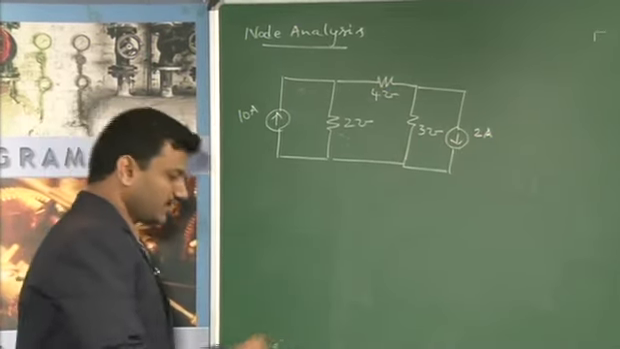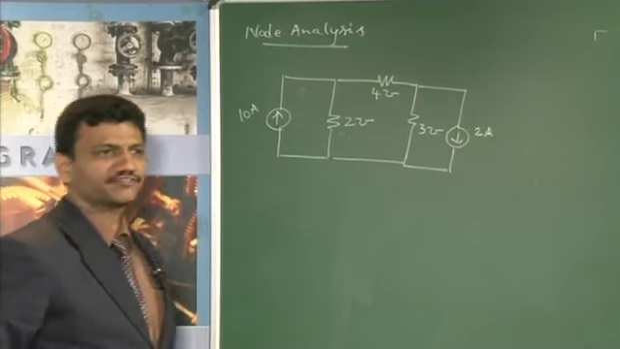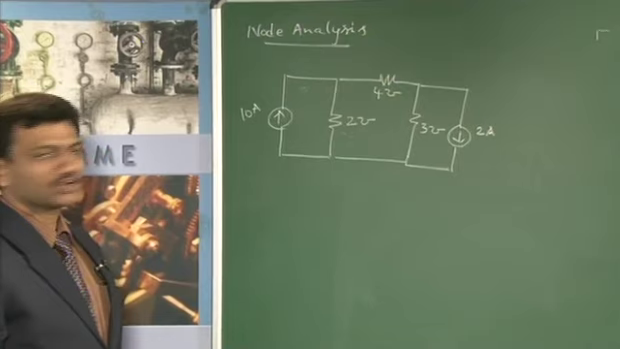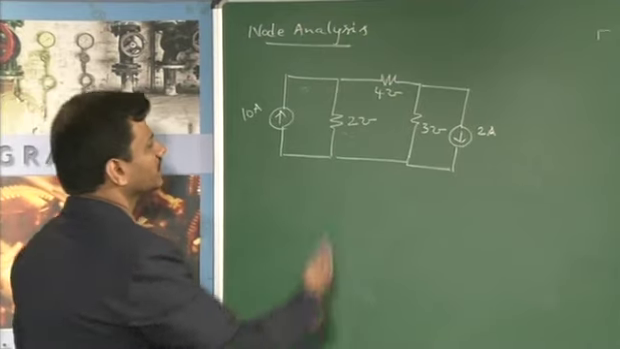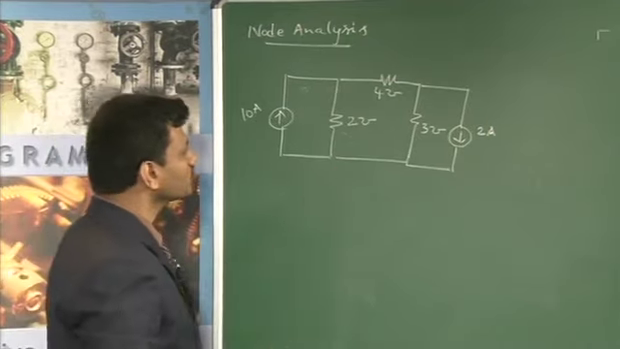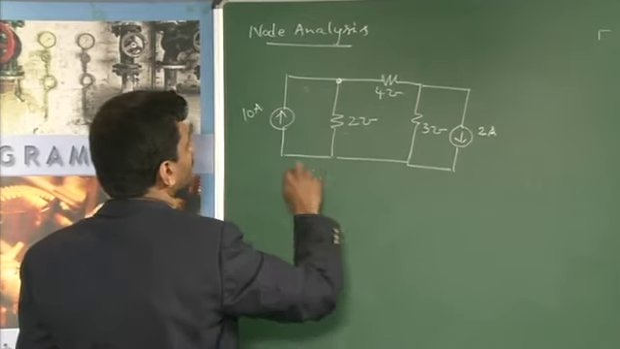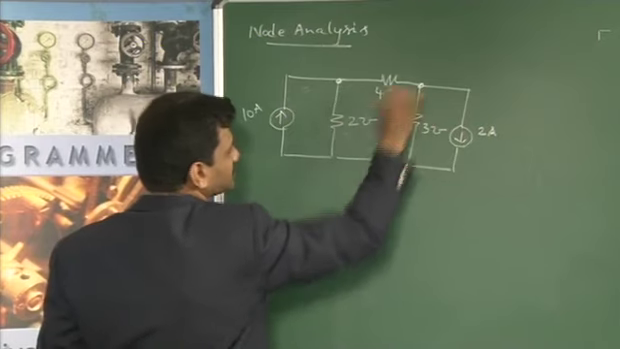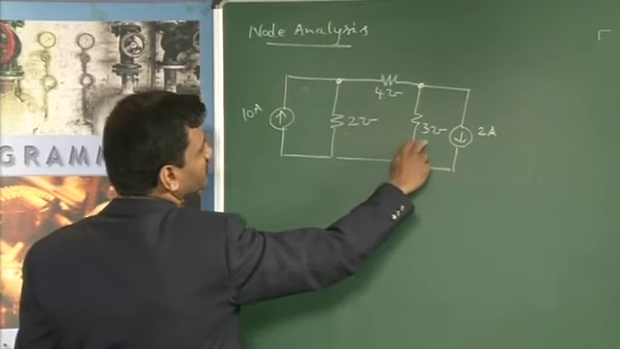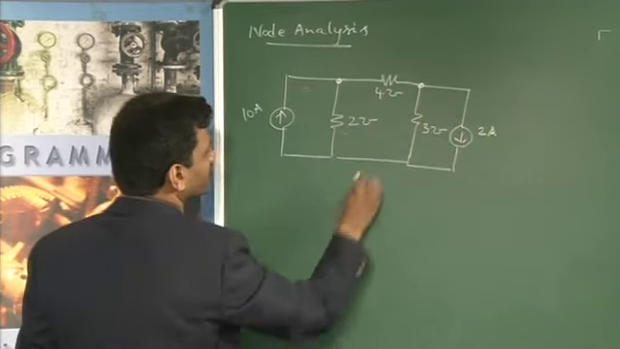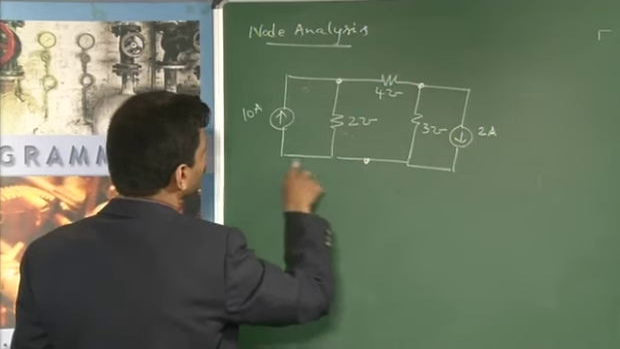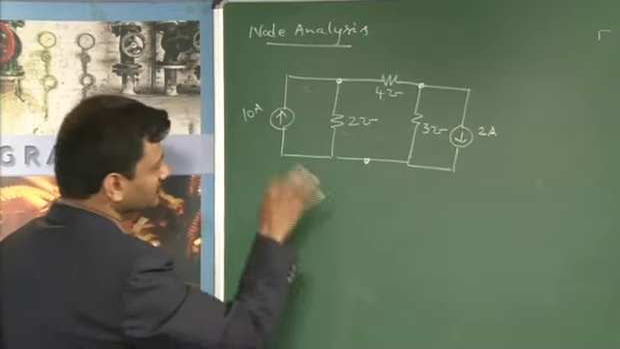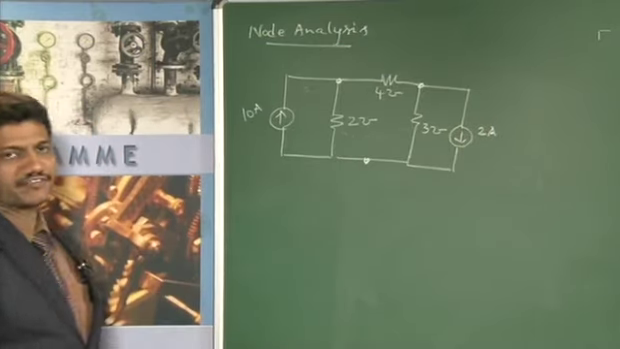Now, in the node analysis, what do we do? First, we identify the nodes, that means those points where two or more circuit elements join. In this case there are 3 nodes. This is the first node, where this circuit element and this circuit element join. This is the second node, where these three circuit elements join, and this is the third node, where these four arms are all connected. So we have identified the nodes.